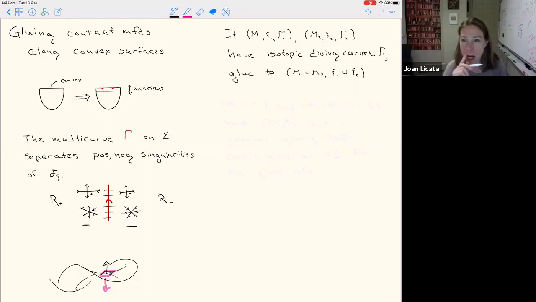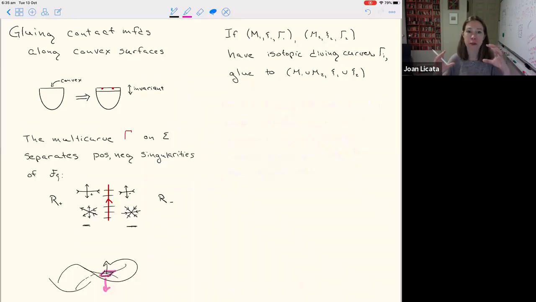Sorry, when I said isotopic dividing curves, I didn't mean that one of them's a circle and the other one's a circle. What I meant is, suppose you have two manifolds that you might be able to glue. You have a contact structure on one, and a contact structure on the other, and we want to know if we can put them together to get one contact manifold. So you're completely right. This was a lazy way to describe this.